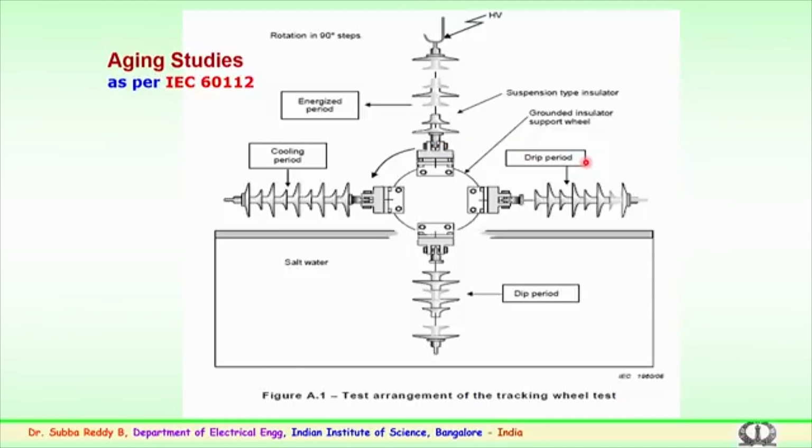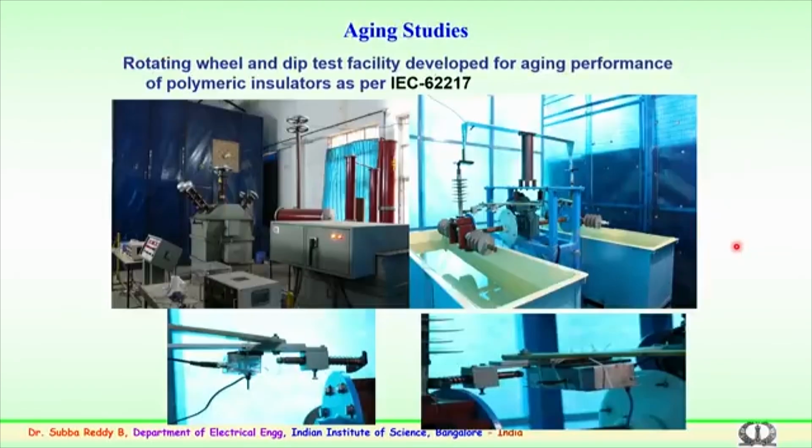This experimentation is very tedious, particularly the aging experimentation, both the rotating wheel and the multi-stress arrangements. A lot of effort is needed to fabricate and also conduct the experimentation. So, this represents the schematic, as per the standard, for the tracking wheel or rotating wheel arrangement. Here is the study which has been conducted in the laboratory as per the standards.